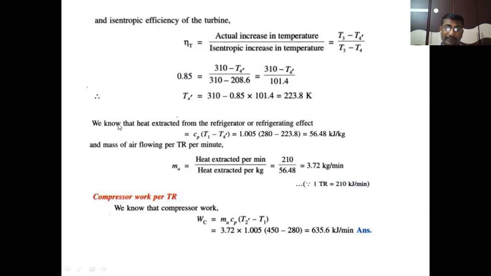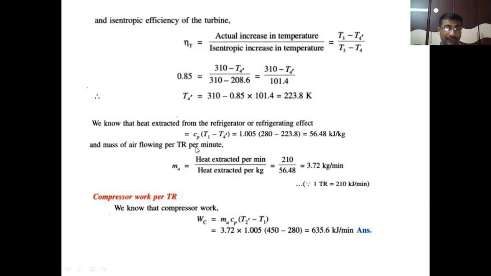We know the heat extracted from the refrigerator, also called the refrigeration effect, is equal to m Cp (T1 minus T4 dash). Per kg we are calculating, so we are not taking the m value here. Cp into (T1 minus T4 dash) is the formula to calculate the theoretical refrigeration effect from the cycle. Cp is taken as 1.005 kilojoules per kg Kelvin, and T1 is 280 minus 223.8 kelvins, T4 dash. We will get 56.48 kilojoules for every kg of air circulated in the system. This much heat can be extracted by the system.